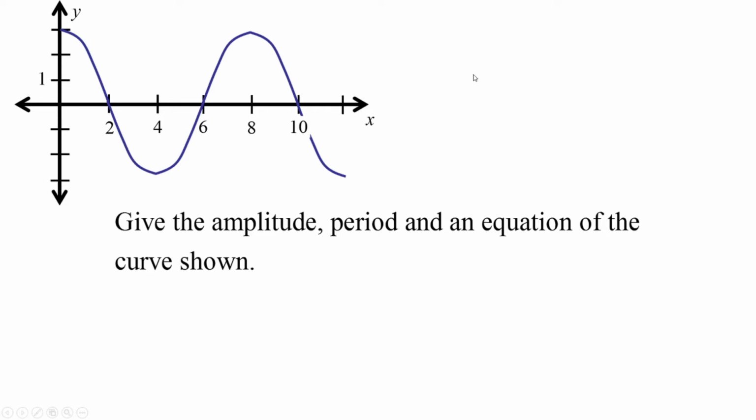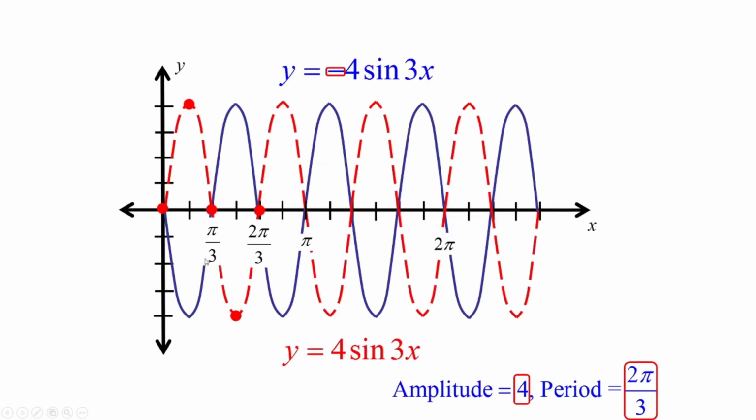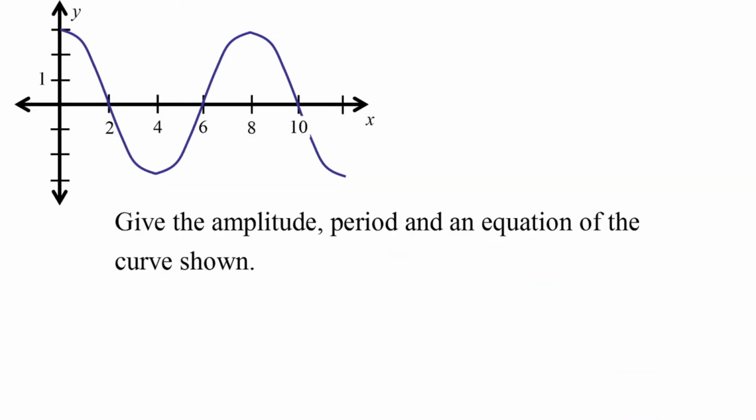Okay, now give the amplitude, period, and equation of the curve shown. You want to get really good at this. On the previous slide, they gave us the function and asked us to graph it. Now, on this slide, they're going to give us the graph and ask for the function. So, let's see. Notice how we're not starting at the origin, so I would probably use a cosine for this.